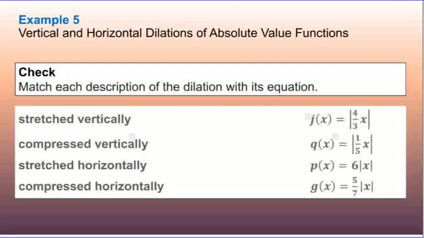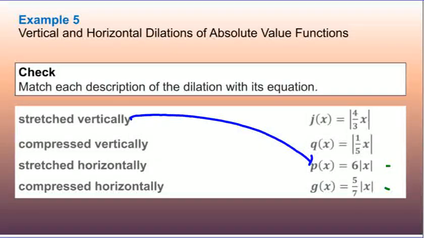Next, match each description of the dilation with its equation. Vertically means it has to be on the outside. So that means we got this one and this one on the outside. A stretch vertically means the a is bigger than 1. So this one's bigger than 1, so that's the vertical stretch. Compressed vertically means you have a fraction less than 1. So that would be letter G.